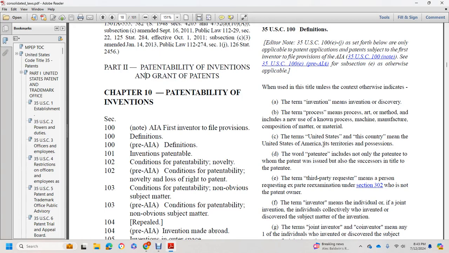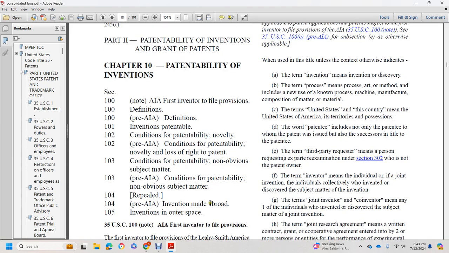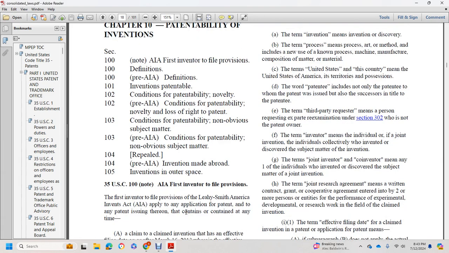Alright, Part 2, Patentability, Invention, Grant of Patent. Chapter 10, Patentability of Inventions. AIA first inventor to file provision definition. Pre-AIA invention. Condition of patentability: novelty, loss of right to patent. Condition of patentability: non-obvious subject matter, with inventions made abroad and in outer space.